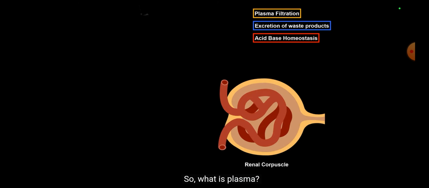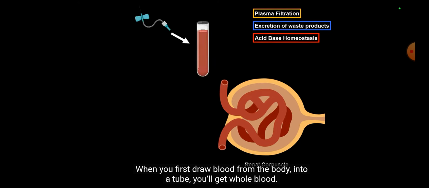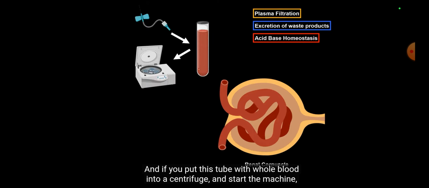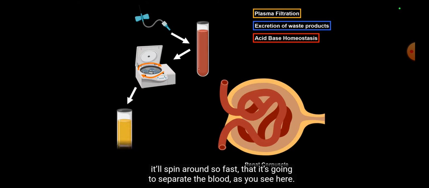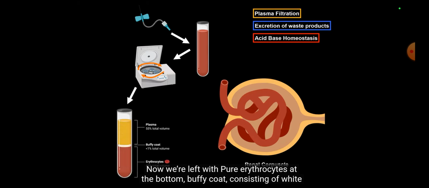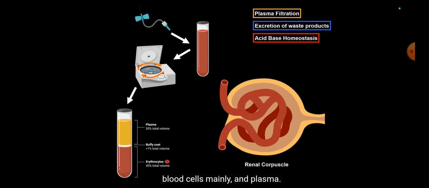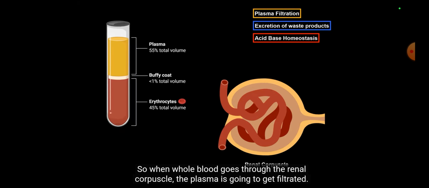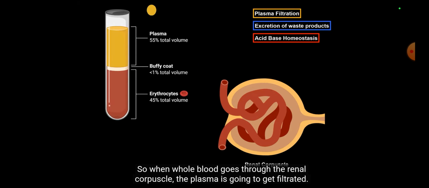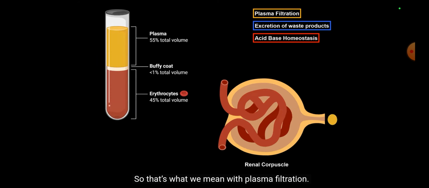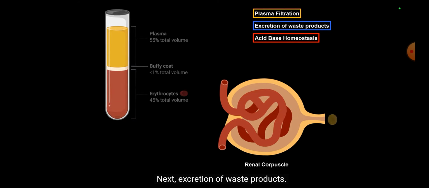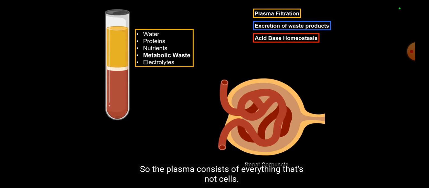So what is plasma? When you first draw blood from the body into a tube, you will get whole blood. And if you put the tube with the whole blood into a centrifuge and start the machine, it's going to spin around so fast that it's going to separate the blood, as you see here. Now we're left with pure erythrocytes at the bottom, a buffy coat consisting mainly of white blood cells, and plasma. So when whole blood goes through the renal corpuscle, the plasma is going to get filtrated, and that's what we mean with plasma filtration. So plasma consists of everything that is not cells.